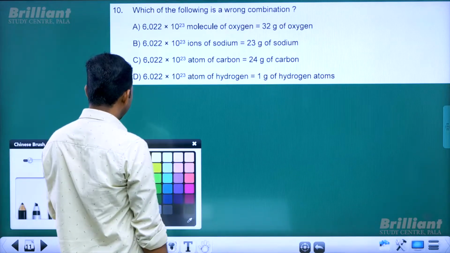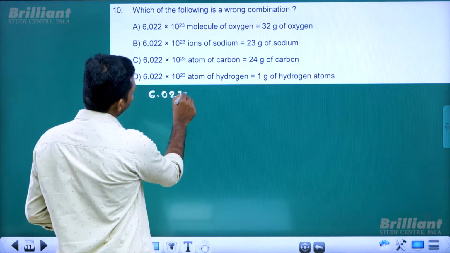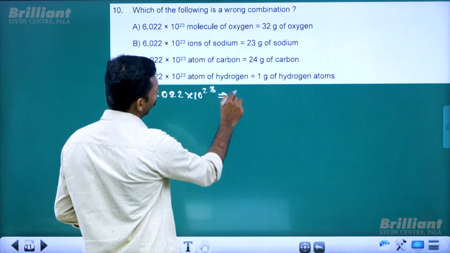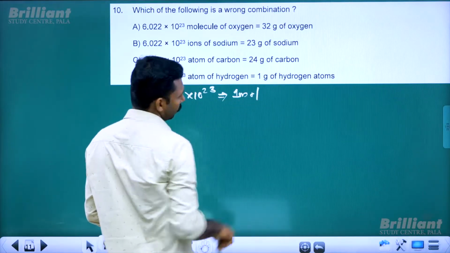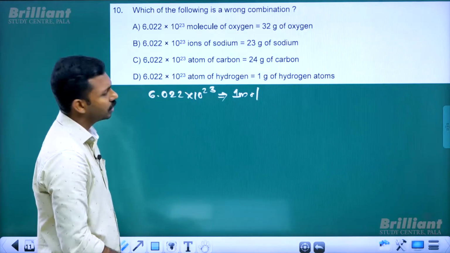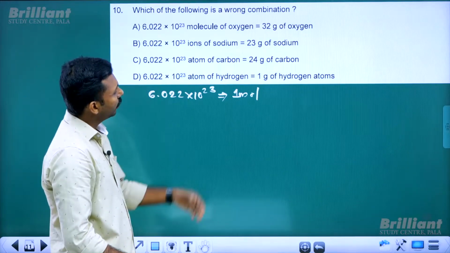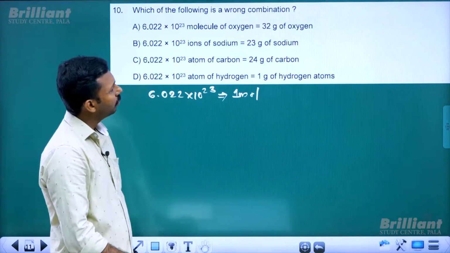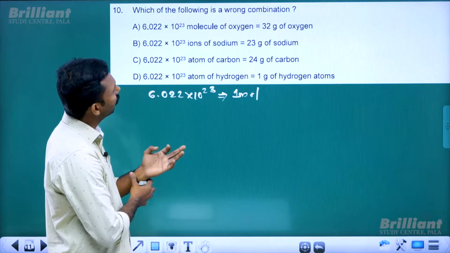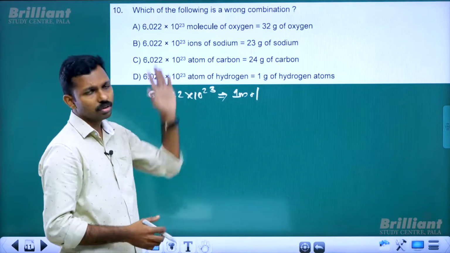We know that 6.022 into 10 raised to 23 means 1 mole. So, is 32 gram of oxygen 1 mole? What is the atomic mass of oxygen? It is 16. So 32 gram of oxygen is given here. We have to choose whether it is correct or not.